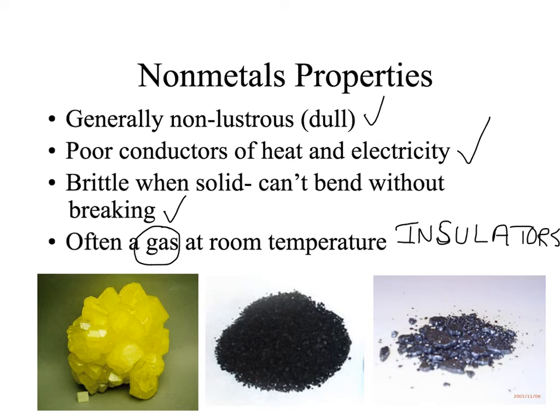These are a couple of examples of nonmetals that are not gas at room temperature. This is the element sulfur. Sulfur has a natural yellow color. This is the element carbon. And we know carbon is black. One of the types of carbon out there is graphite, for like your pencil.